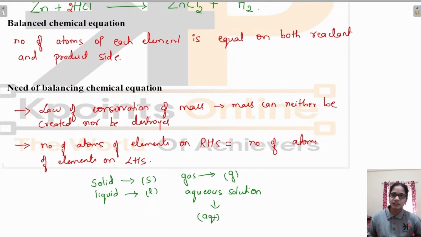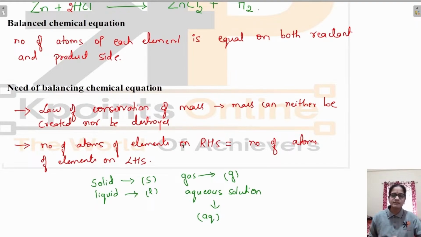For a balanced chemical equation, we need to write the state symbol for reactants and products. That will give more information about a reaction, so that simply by seeing the reaction, we will come to know what the reactants are, what the products are, and under what conditions the reaction is taking place. And we will also mention the temperature, pressure, and the reaction conditions.